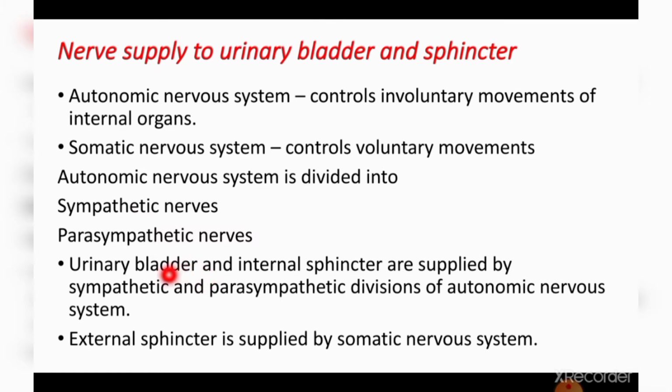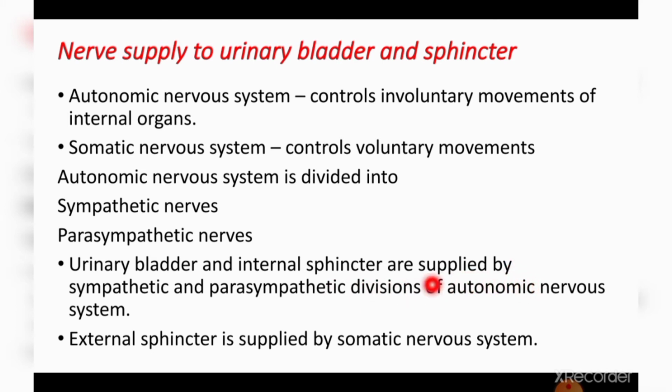Here our urinary bladder and the internal sphincter are supplied by the autonomic nervous system, both types of nerves, sympathetic and parasympathetic nerves. So the urinary bladder and the internal sphincter are supplied by the sympathetic and parasympathetic divisions of the autonomic nervous system. It means they are not under our control. They are under involuntary control as they are supplied by the autonomic nervous system.